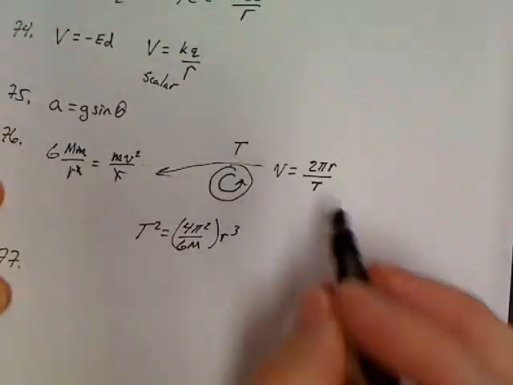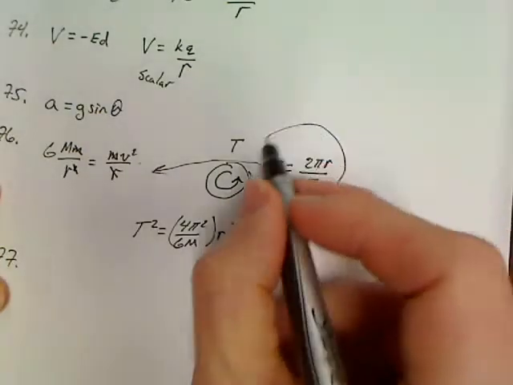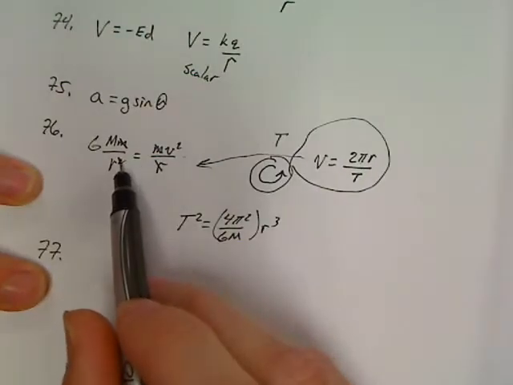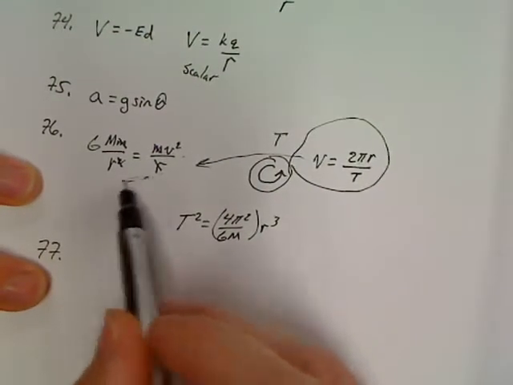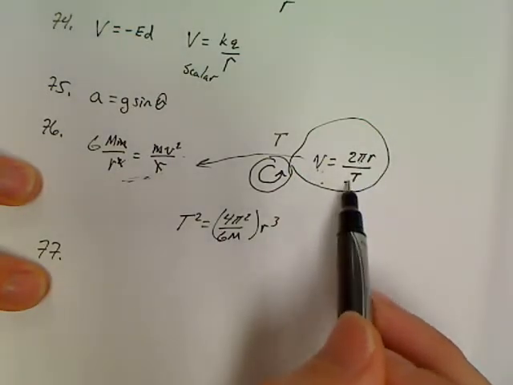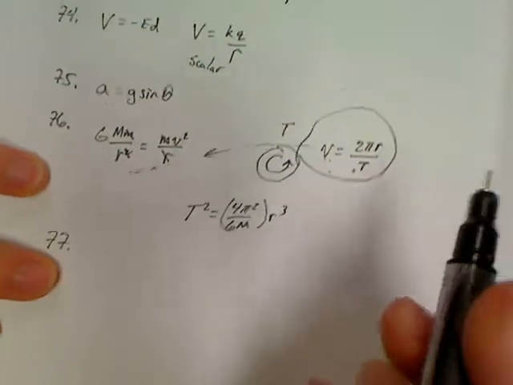But really what I was wanting you to remember was this. 76. Anytime you're given something moving in a circle, just remember you can always plug 2 pi R over time, or period, back into the equation.